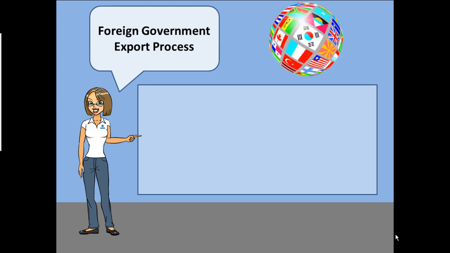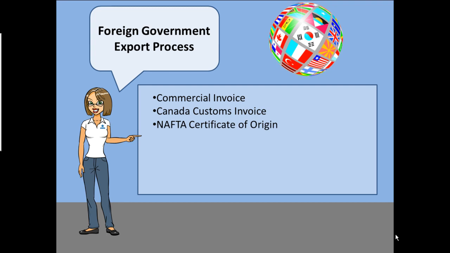Now, foreign governments require various types of documentation, and these will be addressed only briefly in this presentation. Examples of each document can be found in the textbook. First, commercial invoice. This is the primary document used in international trade. The Canadian Customs Invoice is a document required by the Canadian government that takes the place of the commercial invoice. The NAFTA Certificate of Origin. This is a document used between the United States, Canada, and Mexico.